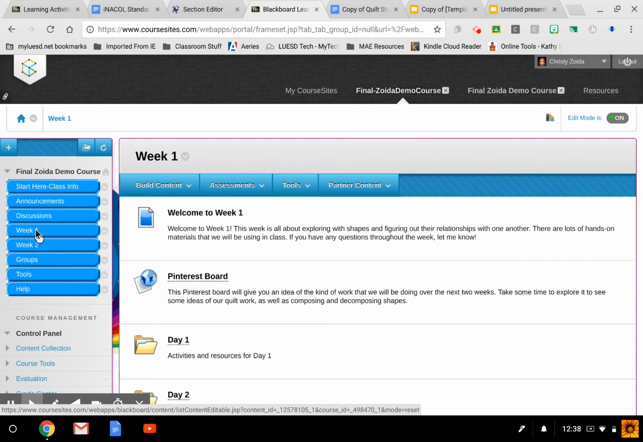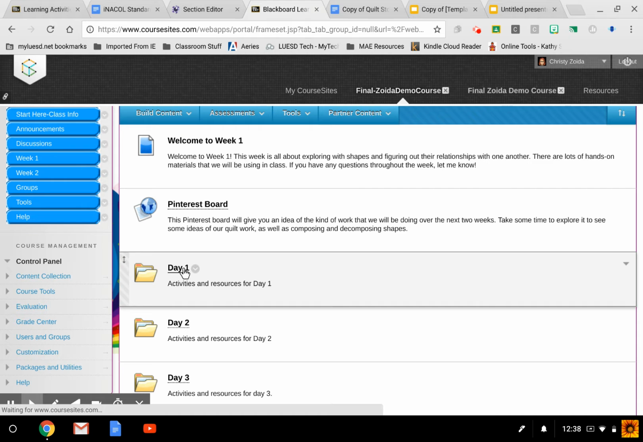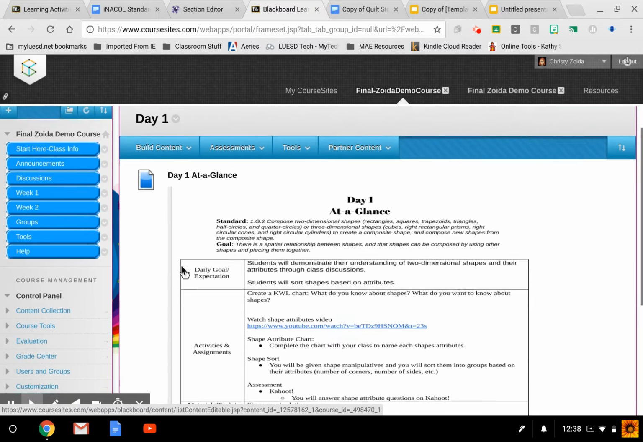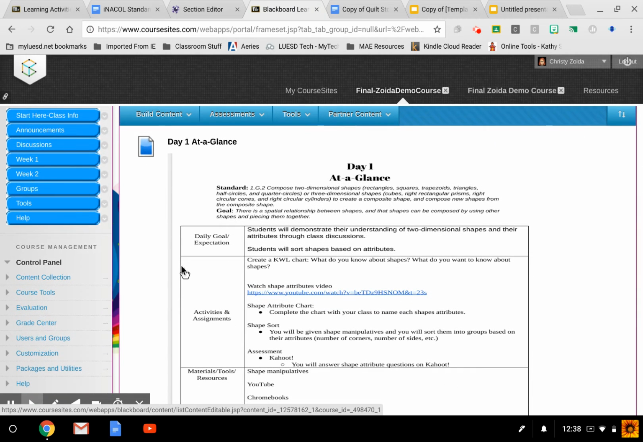In week 1, students are engaging in rich discussions about and explorations with shapes. It starts with a review of what shapes are. What do you already know about them? What questions do you have about them? Students will discuss attributes of shapes and participate in a Kahoot to formatively assess their knowledge.